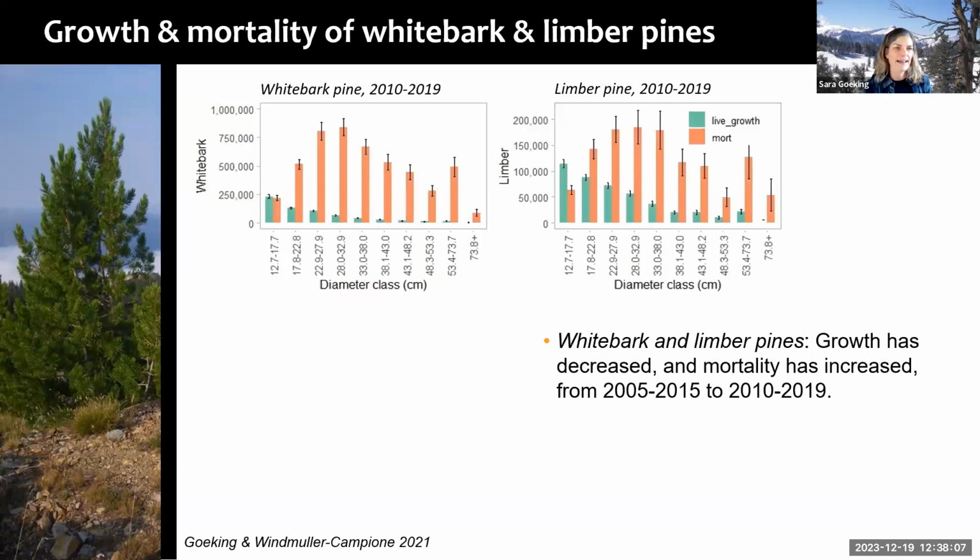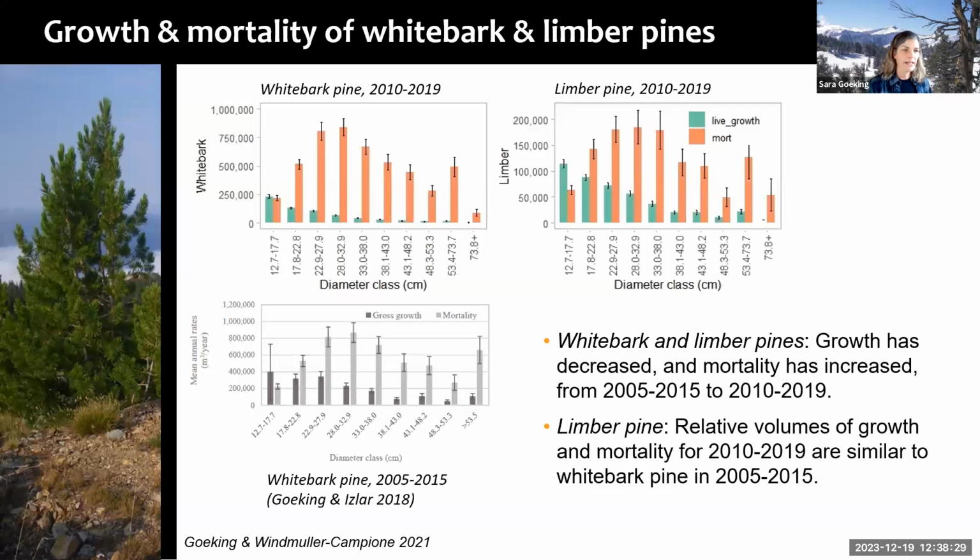So then looking at limber pine, we see a similar but not quite as dramatic pattern. Growth actually exceeds mortality in that 5 to 7 inch size class, but it's smaller than mortality for all the larger size classes.